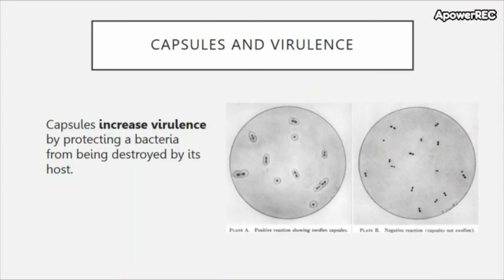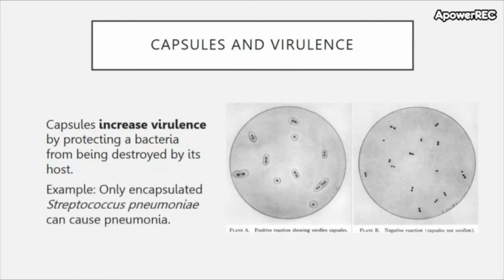In this example, we can see that a positive test for a cell that has a capsule will result in kind of this halo-like image around the cell, whereas a negative reaction will have a lack of that halo. An example of an organism that uses capsules in order to protect itself from the host immune system is Streptococcus pneumoniae. Only Streptococcus pneumoniae can cause pneumonia.